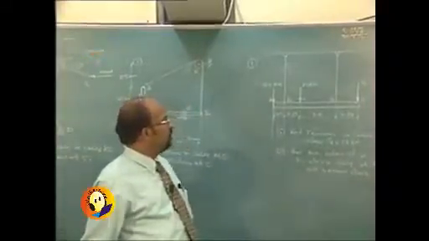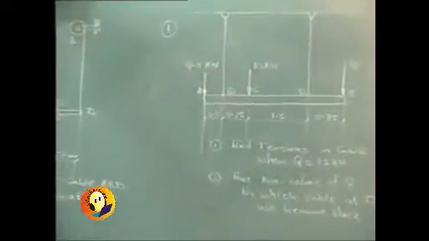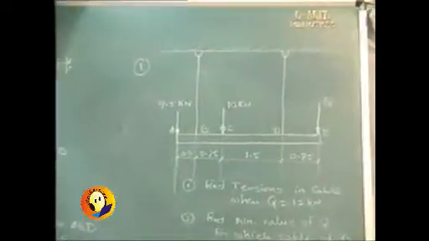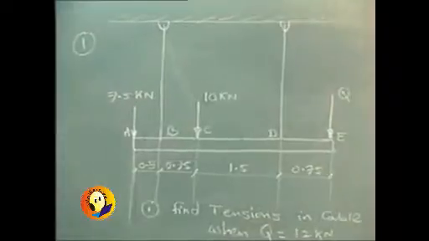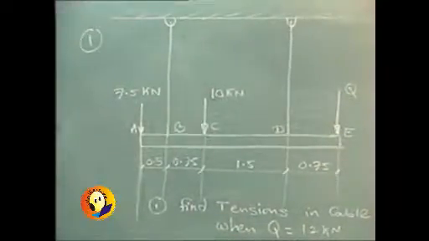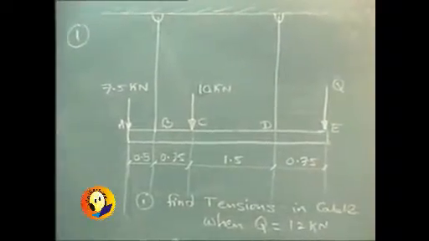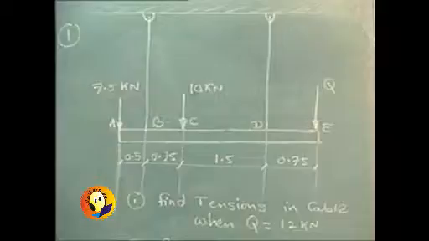See the first problem which is given to us. In this first problem there is a beam A, B, C, D, E, and on that beam there are three loads, namely 7.5 kilonewtons, 10 kilonewtons as well as Q kilonewtons. This beam is supported by two cables which are attached at point B and point D.